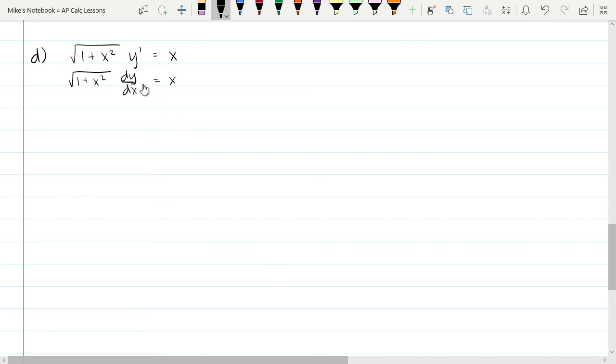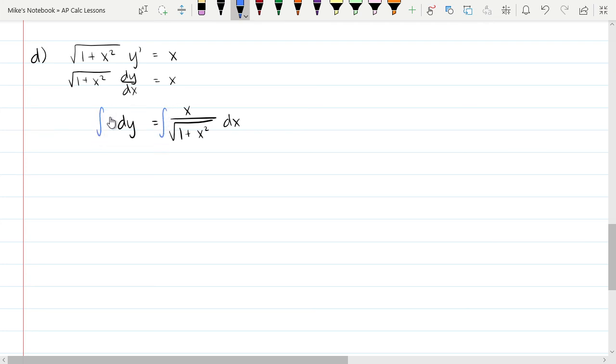So notice the only thing we have with a y in it is the dy. Everything else we're going to move to the other side. So that means I'm going to be multiplying by a dx and dividing or multiplying by a 1 over square root of 1 plus x squared. So that means I've got dy equals x over the square root of 1 plus x squared dx. So now I can go ahead and integrate both sides.